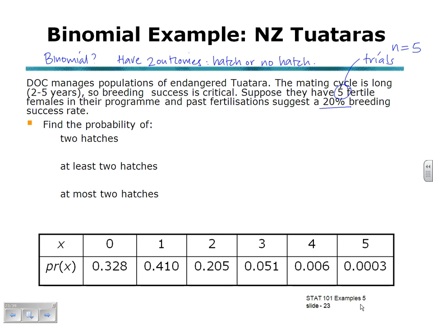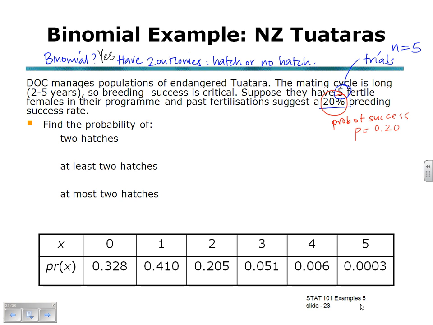And the probability of success remains the same in all trials. Have we got a fixed probability of success? We're suggesting a 20% breeding success rate. p is 0.2. So we have a binomial situation with n is 5 and p is 0.2. In the question, find the probability of 2 hatches, at least 2 hatches, at most 2 hatches.